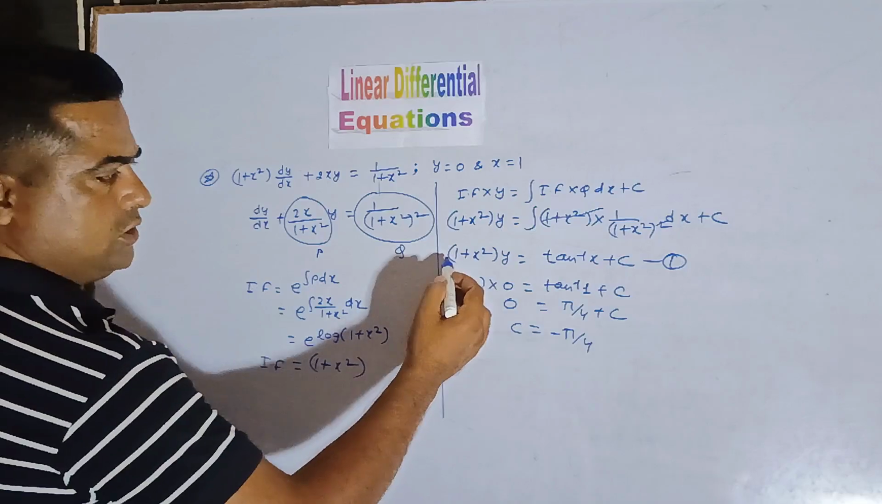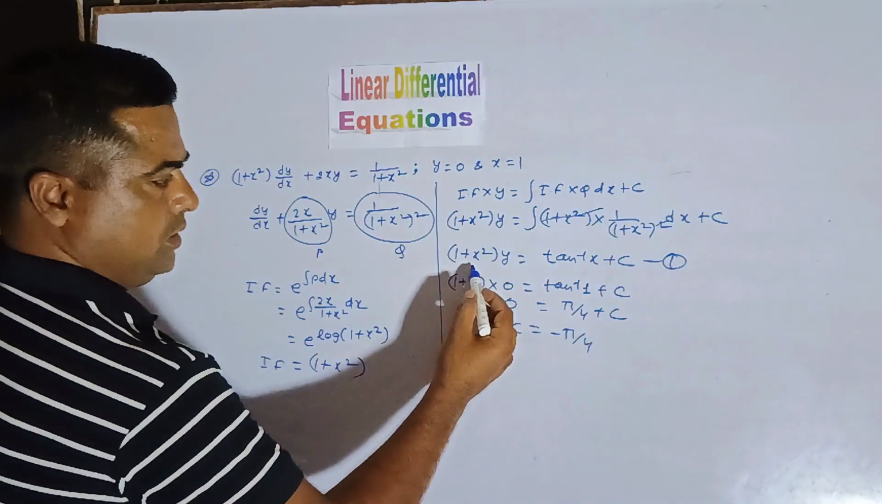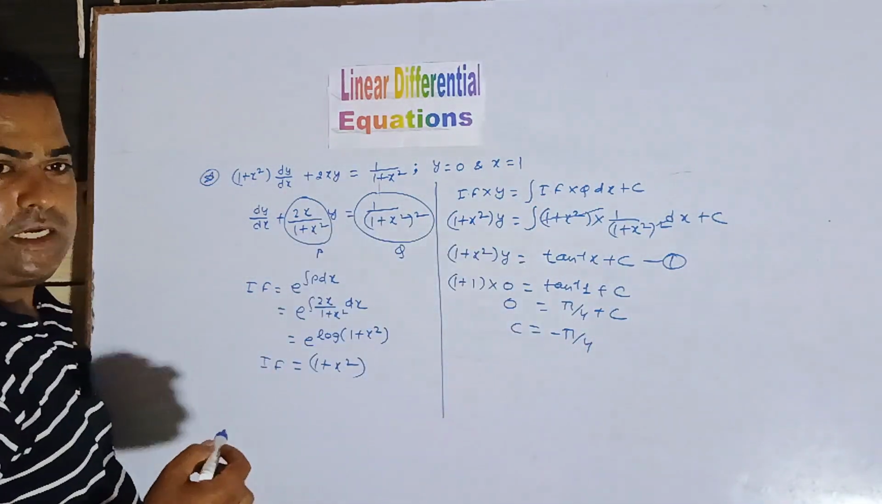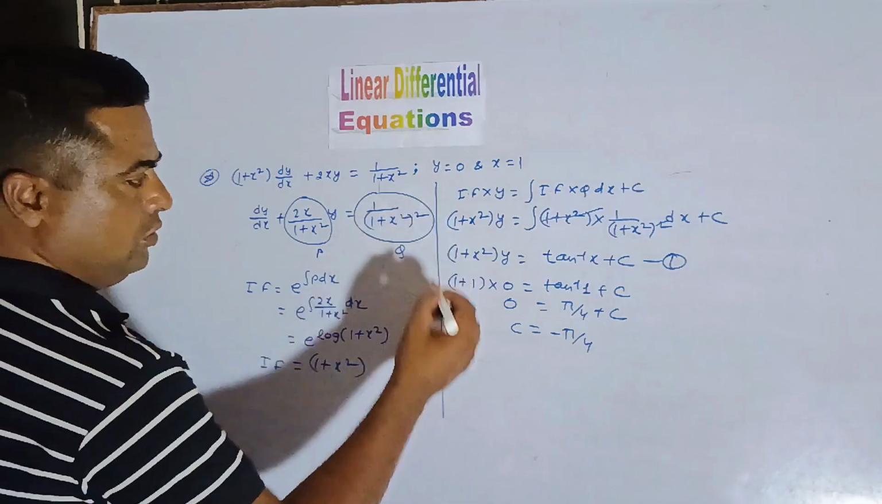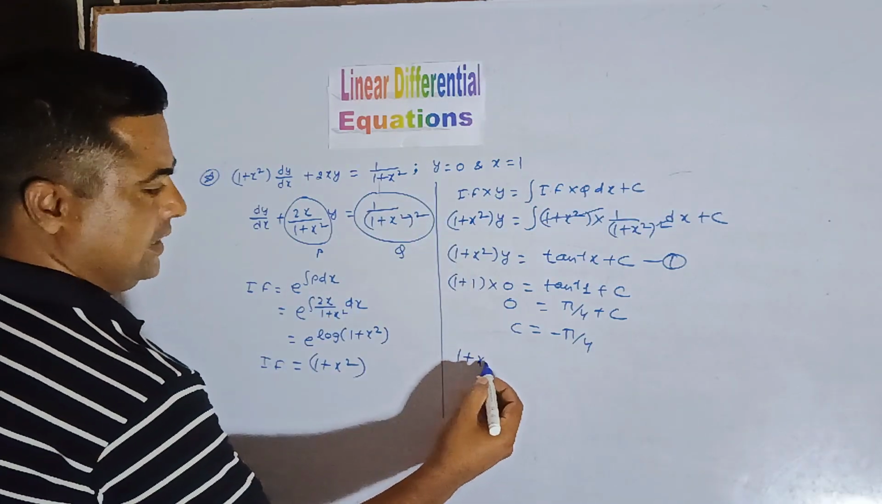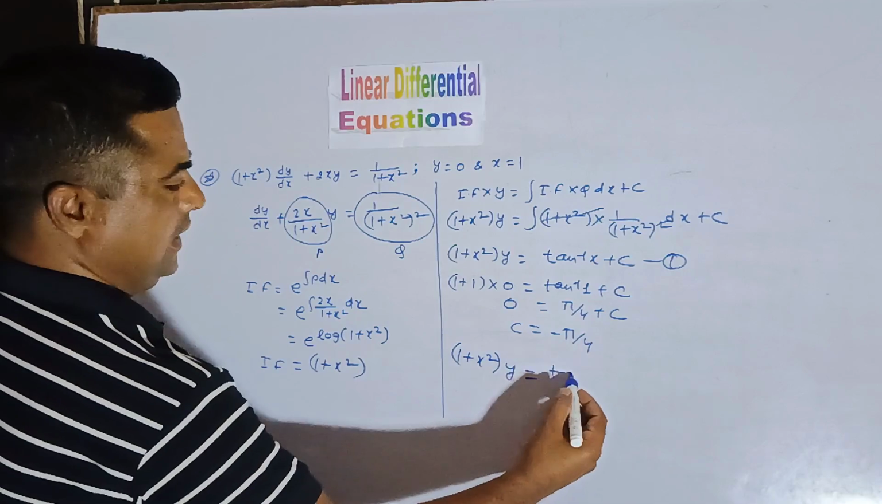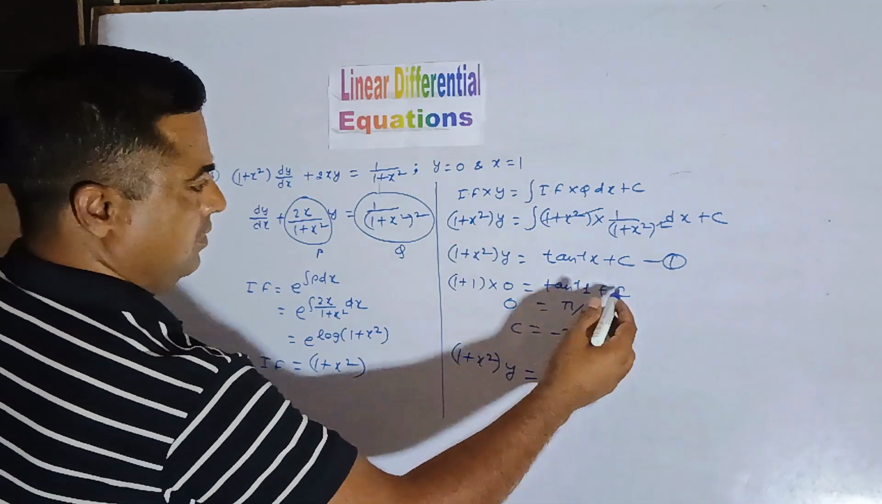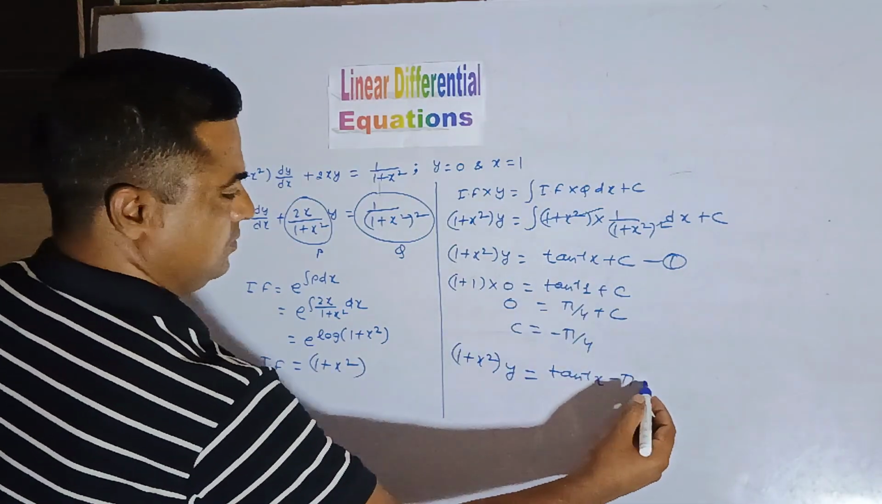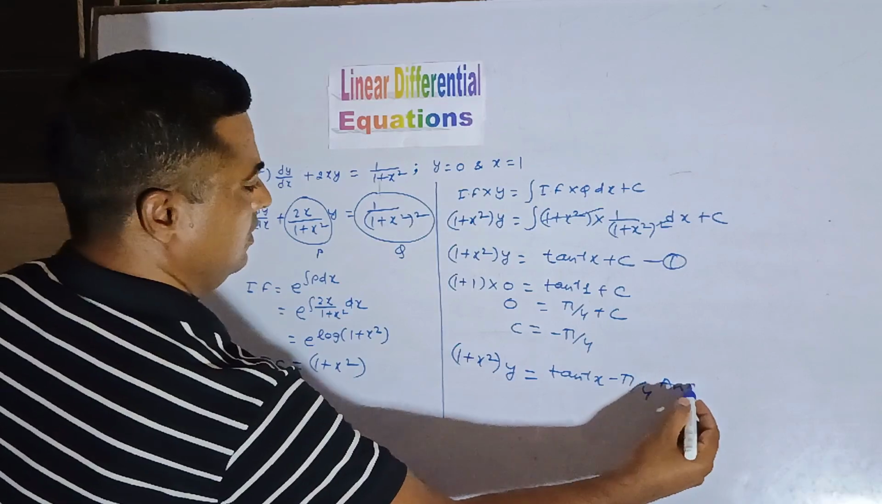So this is your general solution: 1 plus x square y equals tan inverse x plus c. But the particular solution will be 1 plus x square y is equal to tan inverse x, and in the place of c, we will put minus pi by 4. So this will be our answer.